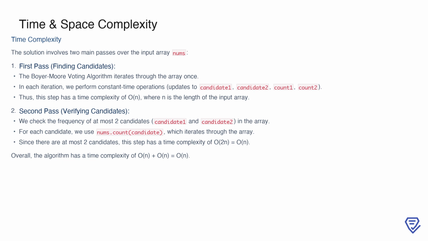Next, in the second pass, we verify these candidates by counting their frequencies in the array. Since there are at most 2 candidates, we perform up to 2 full scans of the array, one for each candidate. Each of these scans takes O(n), so this step has a total time complexity of O(n), which simplifies to O(n). Combining these 2 steps, the overall time complexity of the solution is O(n) plus O(n), which equals O(n).